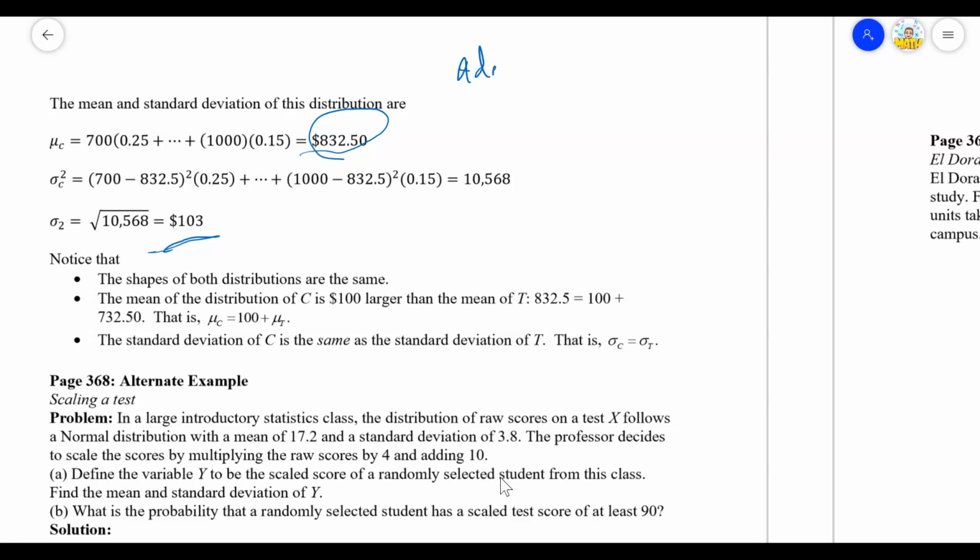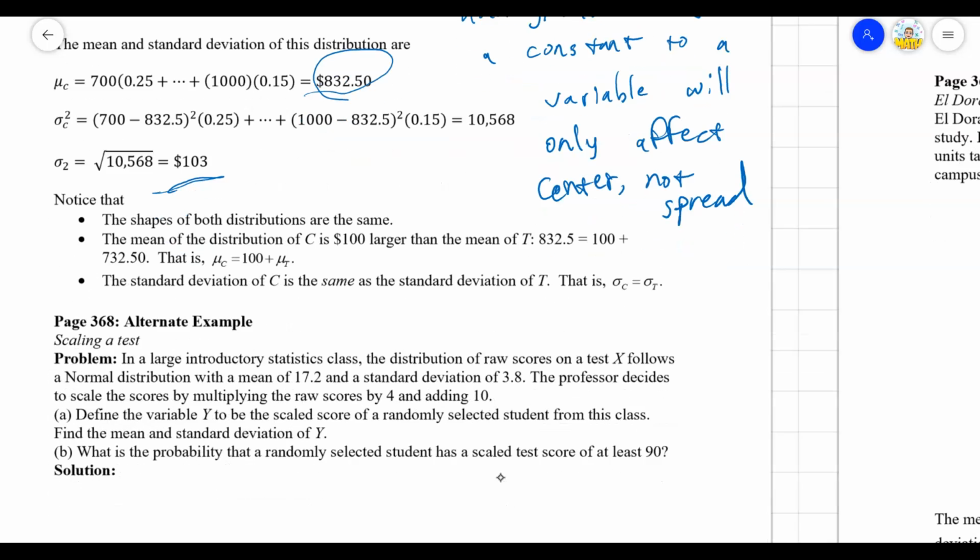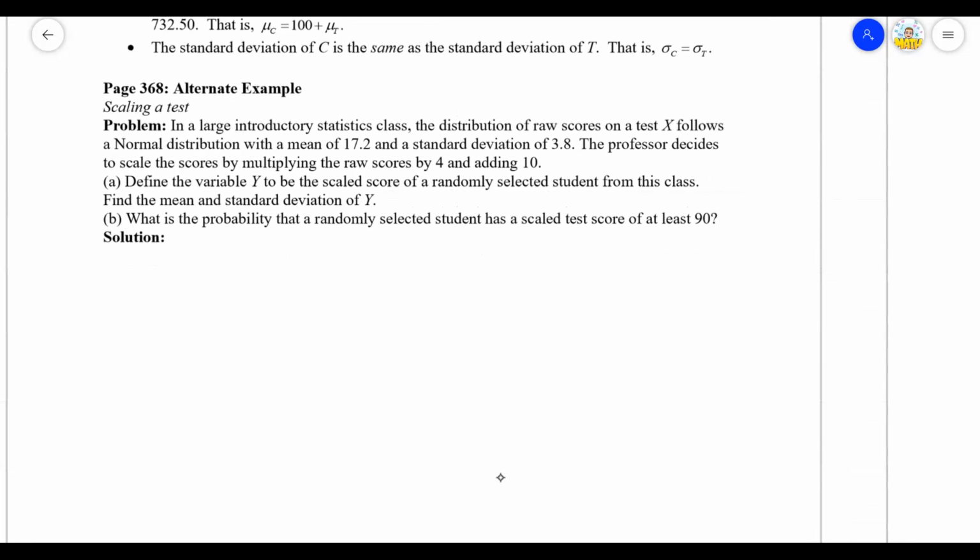So adding or subtracting a constant to a variable will only affect center, not spread or shape. None of these will affect shape. The shape of a distribution won't change, okay? So let's see if we can apply that to this next example.